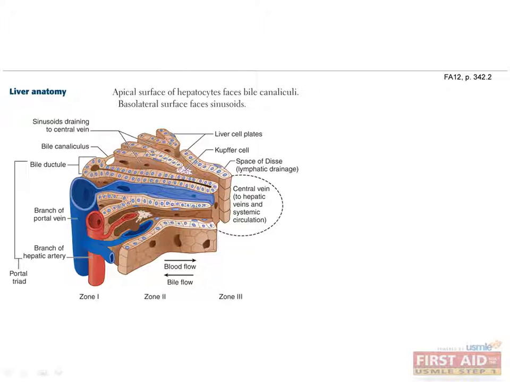Individual hepatocytes have two surfaces: an apical surface, which faces the bile canaliculi, and a basolateral surface, which faces the sinusoids. The sinusoids drain to the central vein. Blood flow comes from the outside of the lobule through the hepatic artery and the portal vein and feeds centrally into the central vein, which then leaves the liver through the hepatic vein. Bile flows from right to left as it leaves the hepatocytes through their apical surface and flows through the bile canaliculi into the bile ductules at the ends.